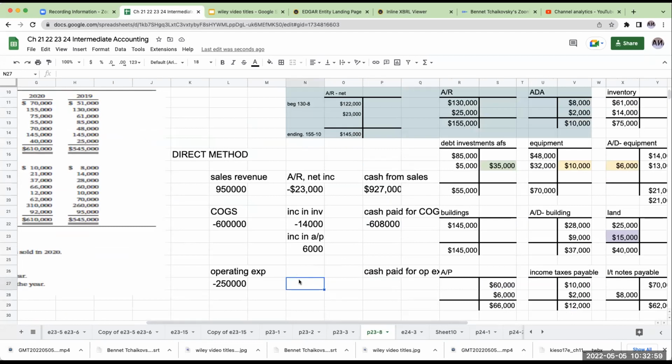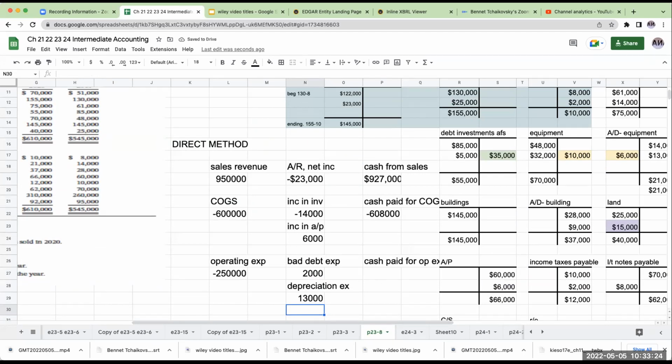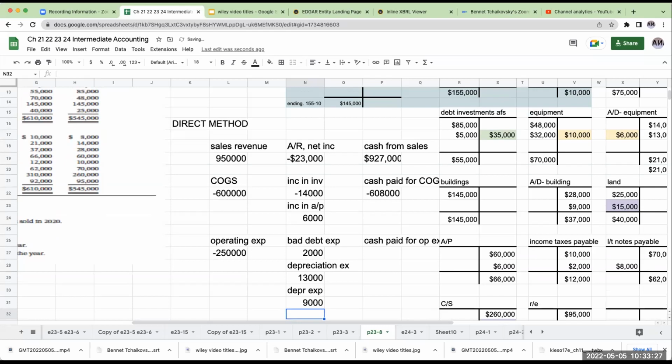So what I'm going to do is add back. Over here with the bad debt expense, because it's a credit, I'm going to show this as a positive amount. Depreciation expense is going to be in two categories: 13,000 on equipment, and on buildings it's going to be 9,000. I'm showing those as add backs because I'm doing the opposite to cash. So my depreciation expense, equipment, and depreciation expense, buildings.